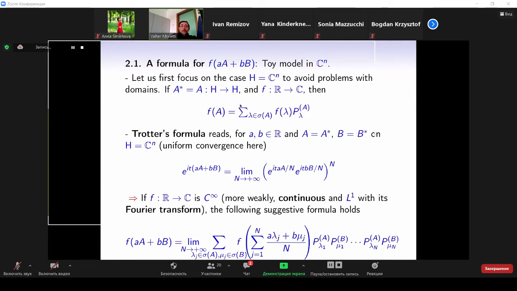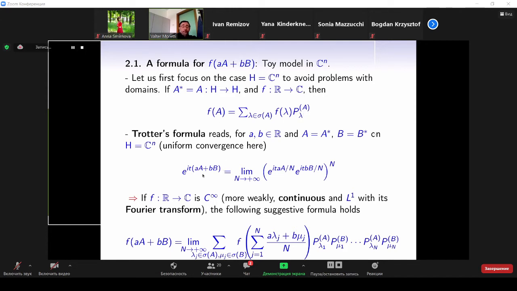In this elementary case, the spectral decomposition of a function of an operator takes this form. Sigma is the set of eigenvalues of A, F is any function, and this is the projector onto the eigenspace with eigenvalue lambda of the operator A.